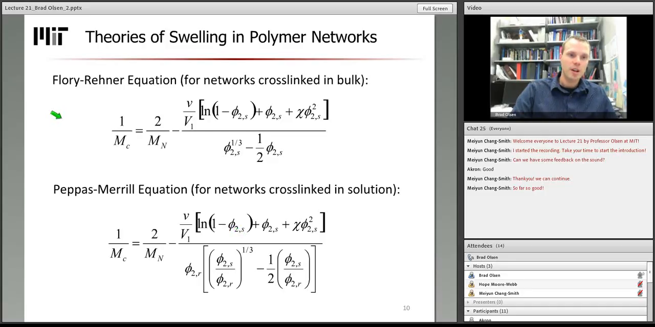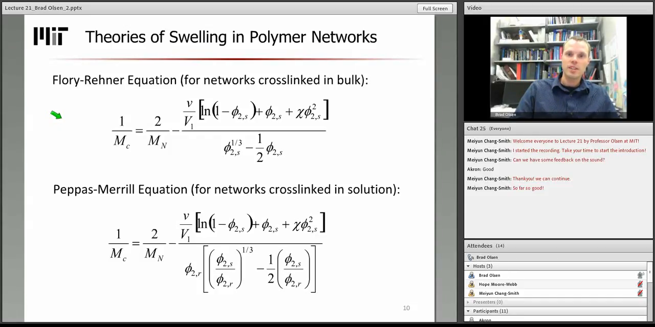And so Flory and Renner came up with an equation for calculating the swelling of the polymer gel. Essentially what they do is treat the polymer gel using the Flory-Huggins solution theory of polymers. And now what you have is one of the materials, the gel, essentially has an infinite molecular weight.